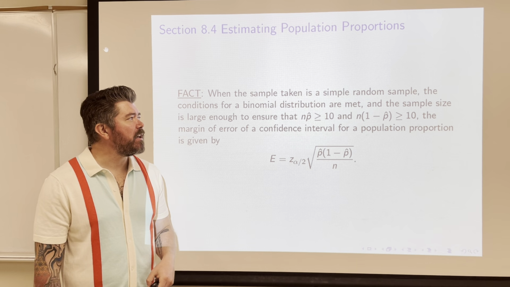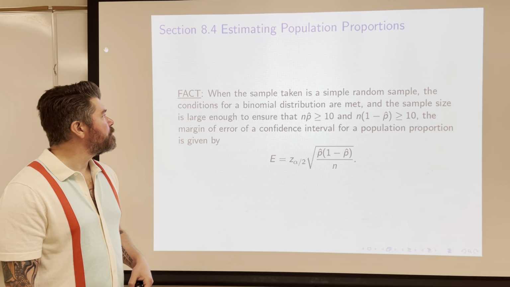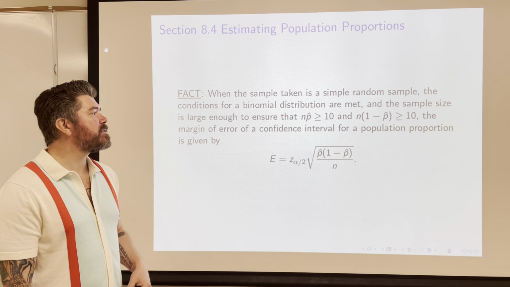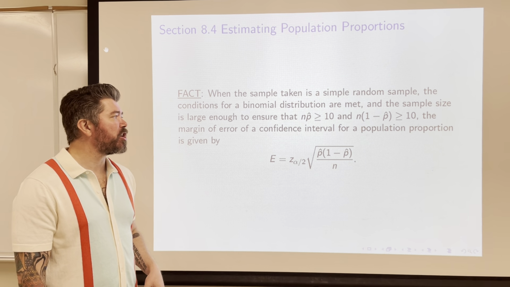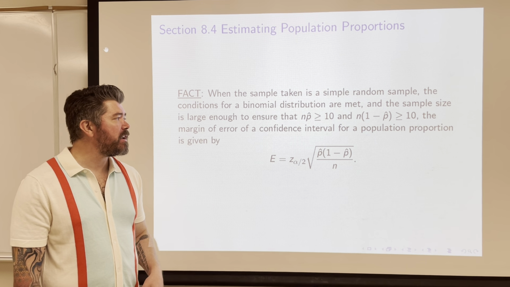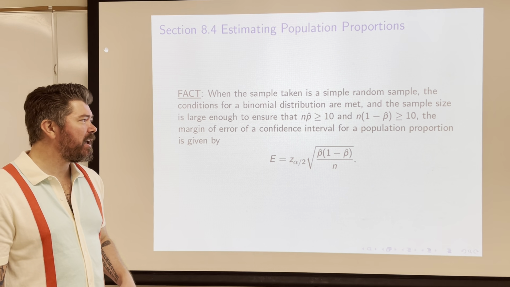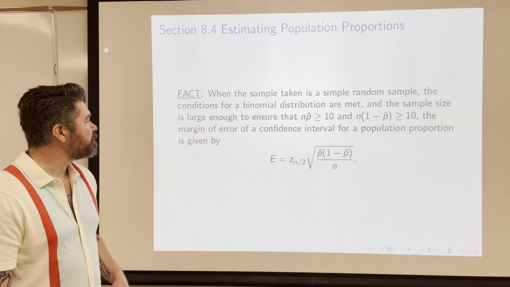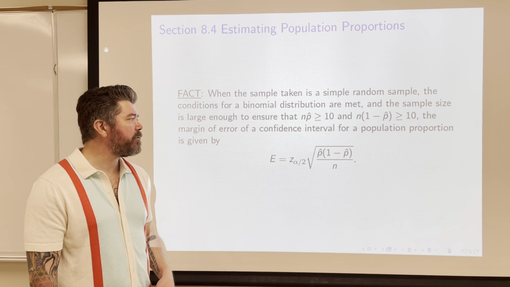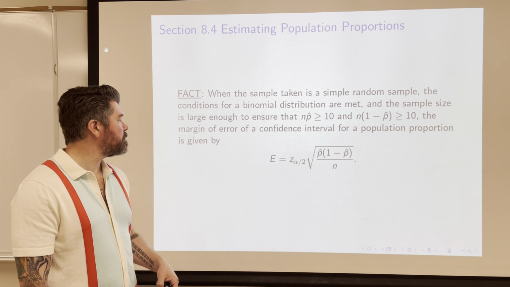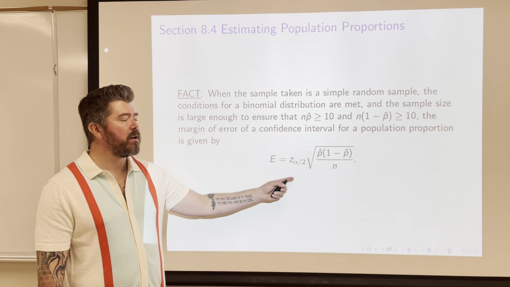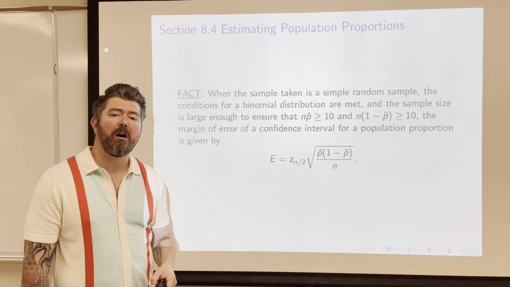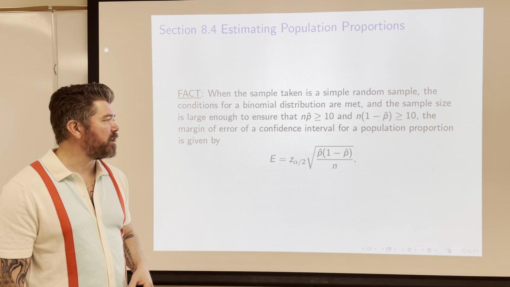When the sample taken is a simple random sample, the conditions for a binomial distribution are met, and the sample size is large enough to ensure that n times P hat is greater than or equal to 10, and n times 1 minus P hat is greater than or equal to 10, the margin of error of a confidence interval for a population proportion is given by the following. And again, this formula is shown on your exam 4 formula sheet.